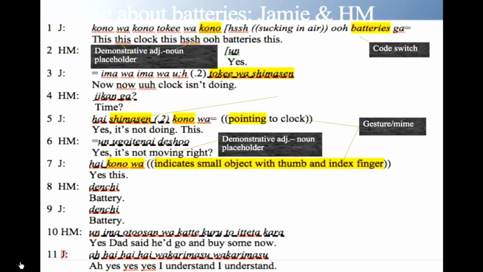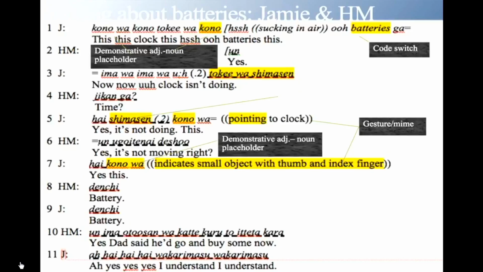Here then, Jamie confirms that she's talking about time in line 5. She confirms this, repeats her use of shimasen, and also repeats her use of kono, "this." Her use of kono wa here is identified to be in reference to the clock as she's pointing at the clock. The host mother then provides her with a corrective verb for "not moving" in line 6. She does this with a downward intonation indicating high certainty that that is the word that matches Jamie's intended meaning.